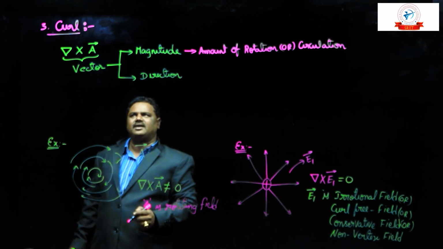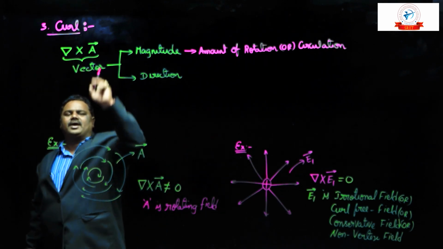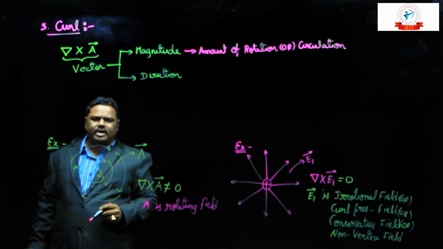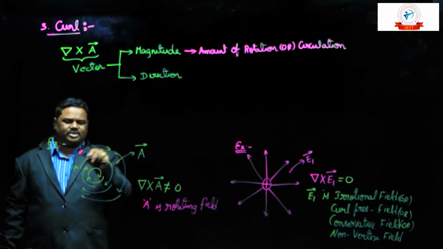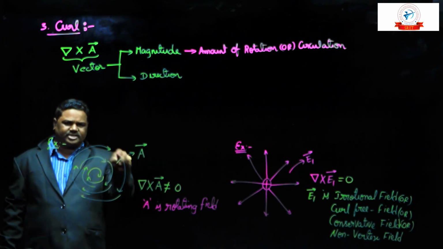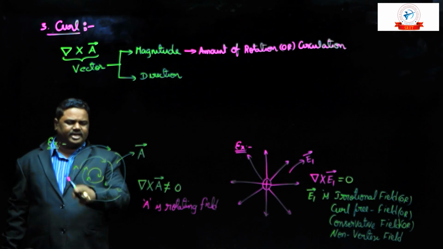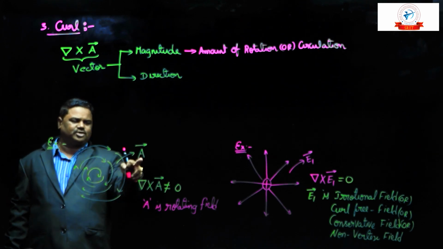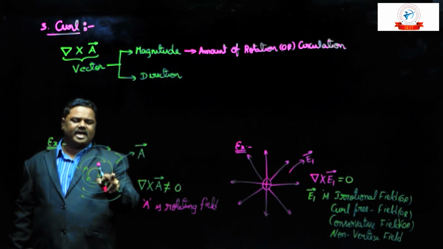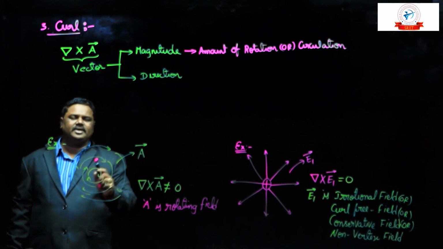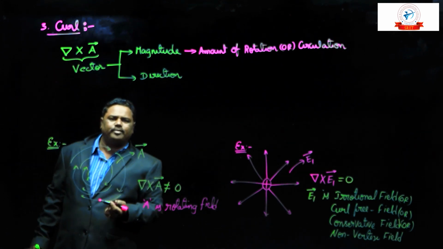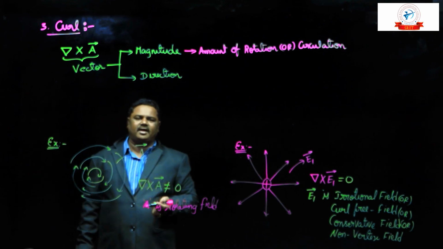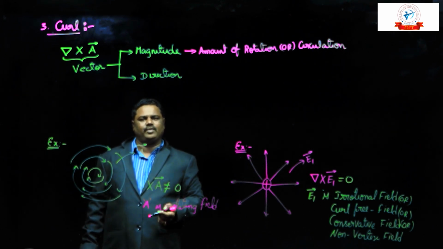Then what is the direction of the curl of A bar? In this diagram, what you can observe is that A bar is rotating like this. This is the direction of A bar, clockwise as shown in the diagram. Then what should be the direction of the curl of A bar? How do we find the direction of the curl of any vector? That's what we require.